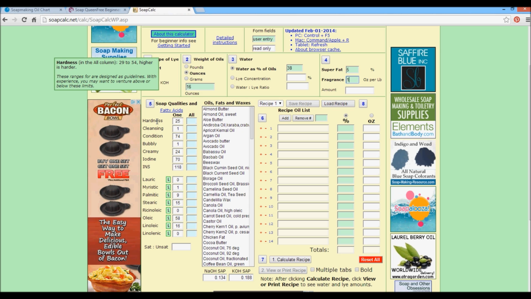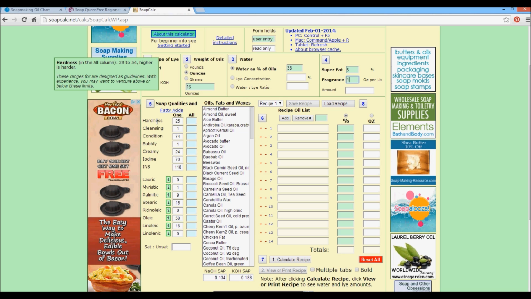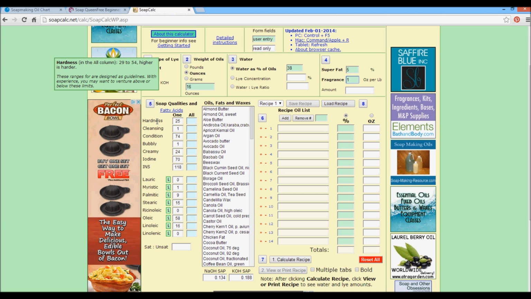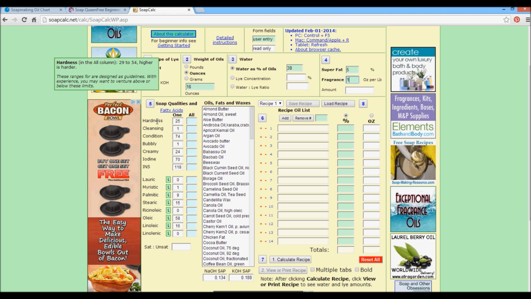This is where a lot of people get confused. Hardness, it says 29 to 54, higher is harder. That does not mean you're going to get a harder bar. What it does mean is that you will have a more brittle bar, it has more staying power against hard water. It does not mean that you're going to get a harder brick-like bar.